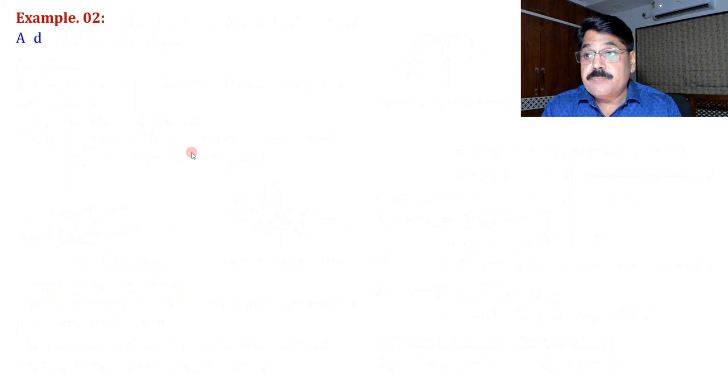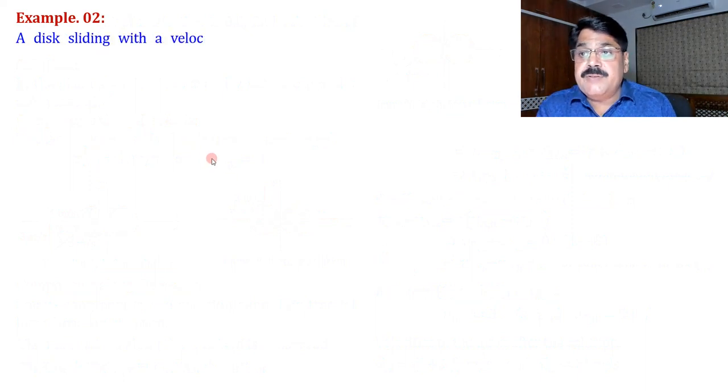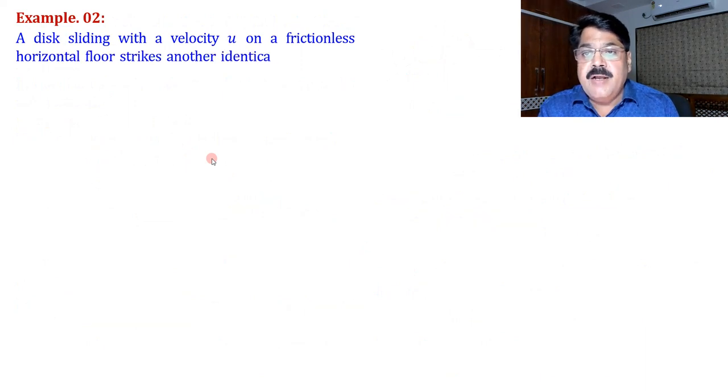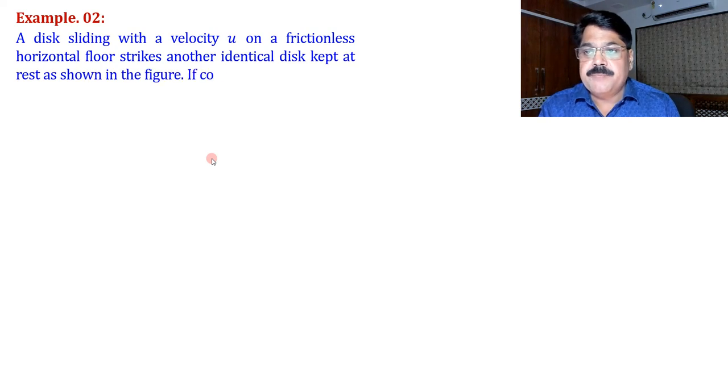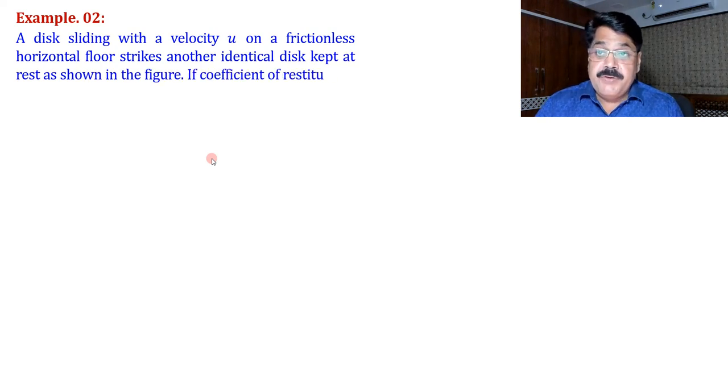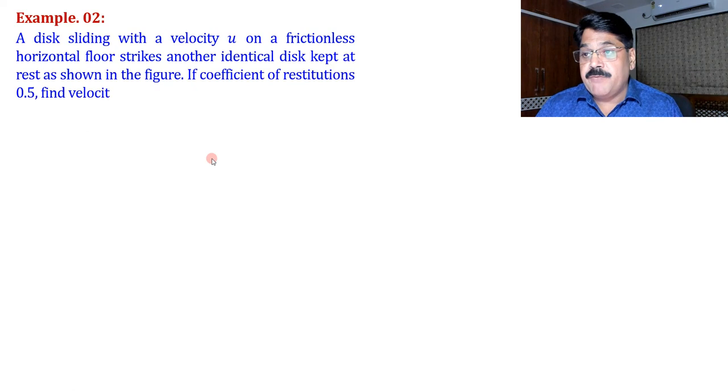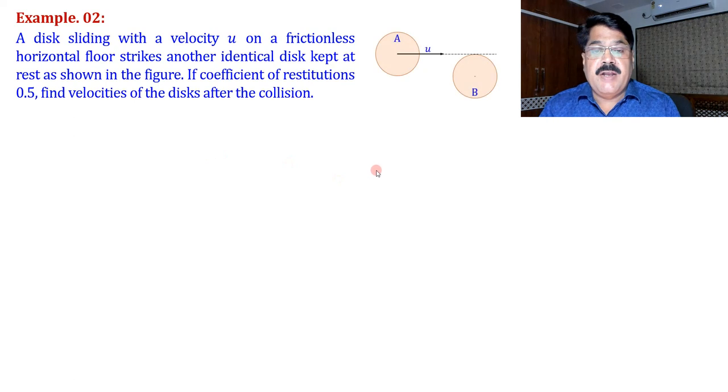Example 2. A disk sliding with a velocity u on a frictionless horizontal floor strikes another identical disk kept at rest as shown in the figure. If the coefficient of restitution is 0.5, find the velocities of the disks after the collision. So the situation is given like that.